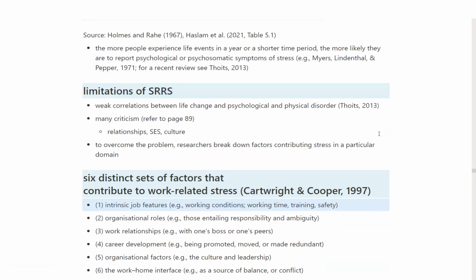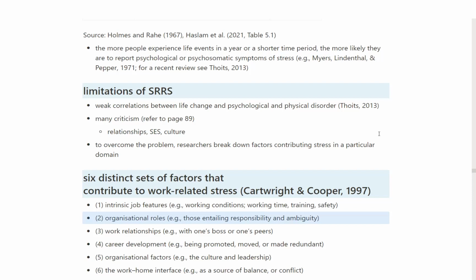1, intrinsic job features, such as working conditions, working time, training, and safety. So how good or bad the working conditions could be, or how long you have to work, or how much training you can have before you actually start working, and how secure your job position is. Or more directly related to physical safety, how dangerous your working environment may be. And 2, organizational roles, whether you have to take responsibility, and whether what you need to do at work is clear or ambiguous.